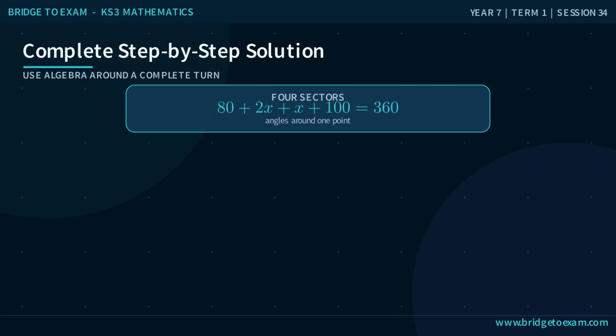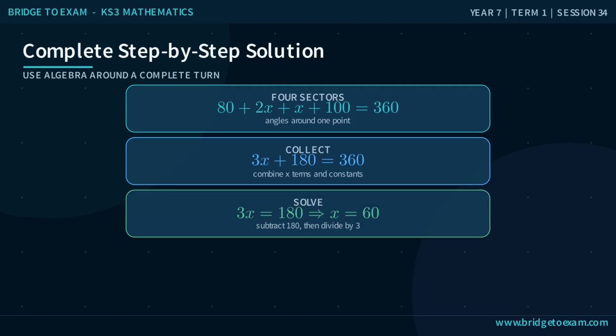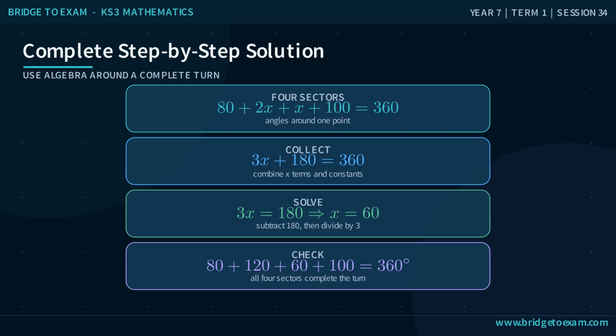Complete example. Four angles around a point are 80 degrees, 2x degrees, x degrees, and 100 degrees. Use the full turn fact. 80 plus 2x plus x plus 100 equals 360. Collect terms to get 3x plus 180 equals 360. So 3x equals 180 and x equals 60. The four angles are 80, 120, 60, and 100 degrees. Their total is 360 degrees.